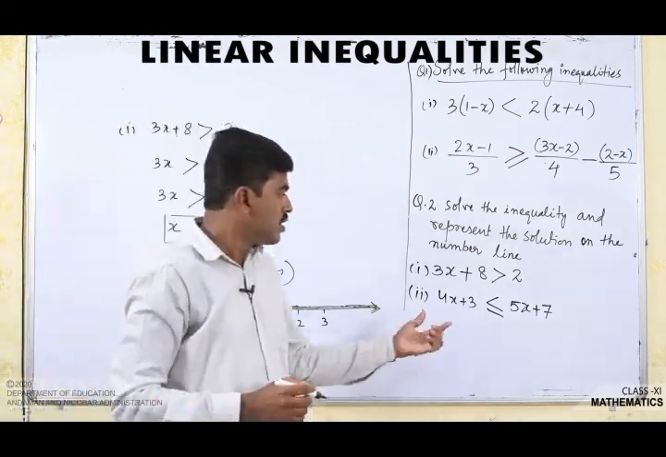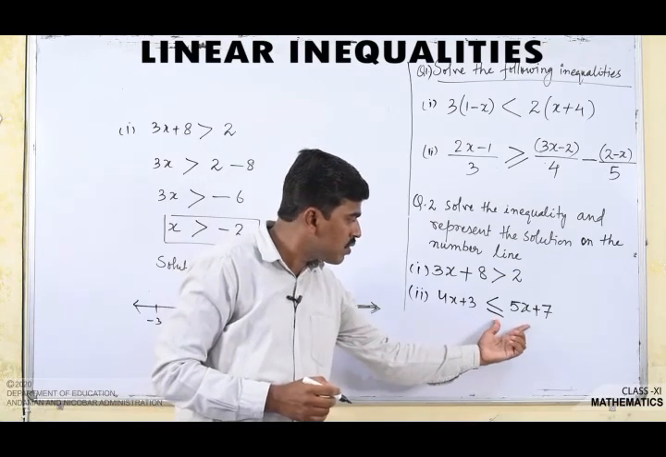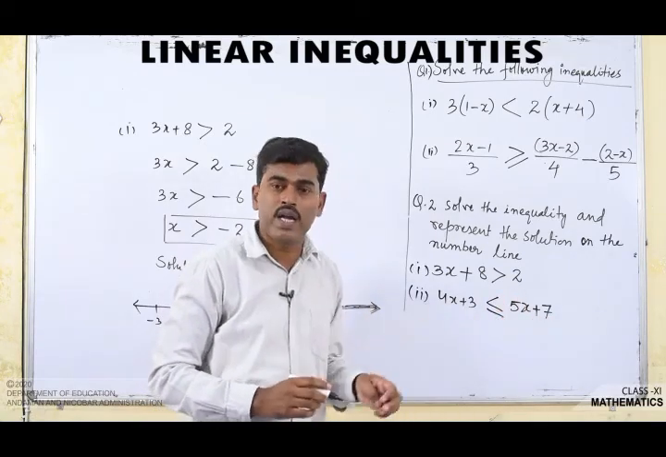Clear? So there is one more question, that is 4x + 3 ≤ 5x + 7, that you have to try at home.